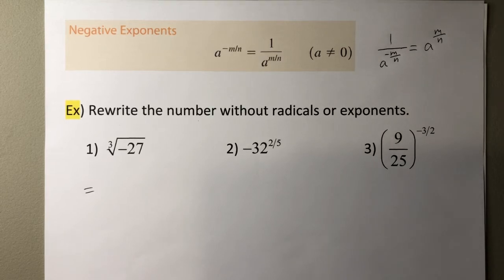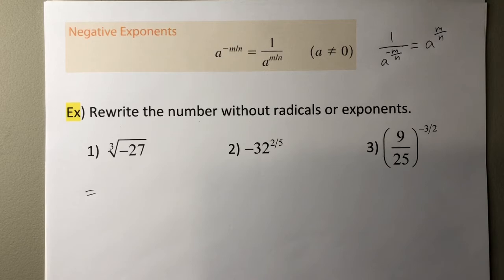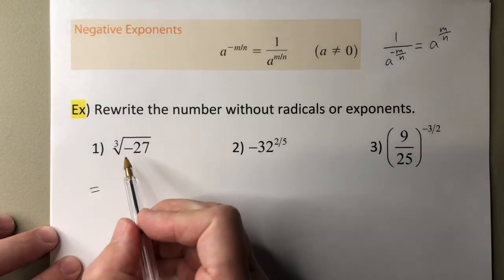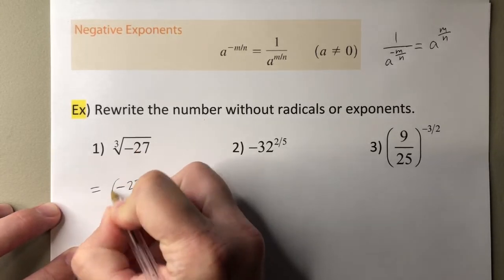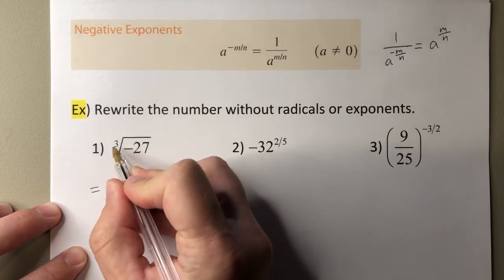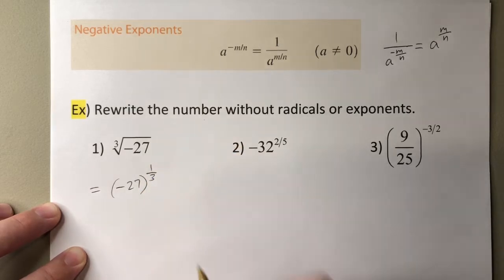So we are going to base these three examples off what we just discussed with the definitions of rational exponents and radicals. So this one would be rewritten as what? Whatever's under the radical would be negative 27, raised to the what? If it's the third root, that means the index is 3. That means it's to the 1/3 power.